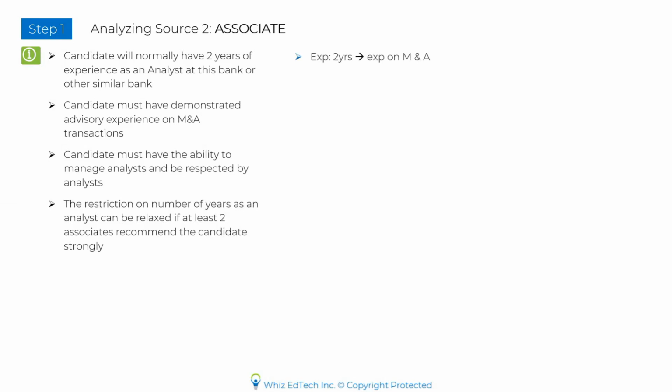So the person must already have been an analyst, all right? And he must have demonstrated experience on M&A transactions. So I have kind of these two together, I have put here. Candidate must have the ability to manage analysts and be respected by analysts. So I just would jot down that. Manage, be respected, and that.